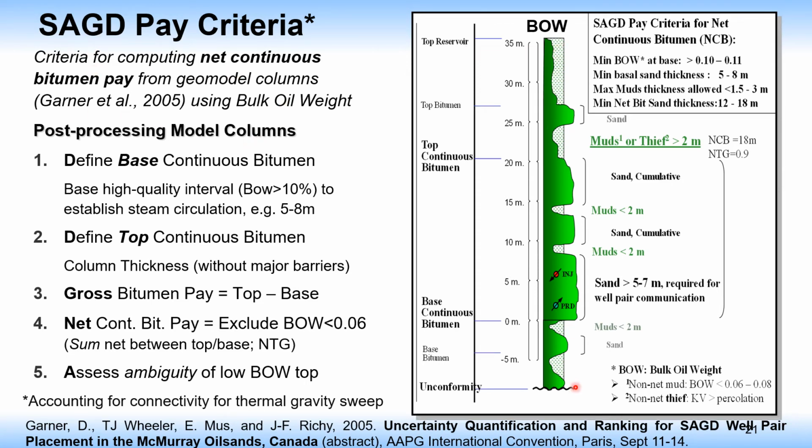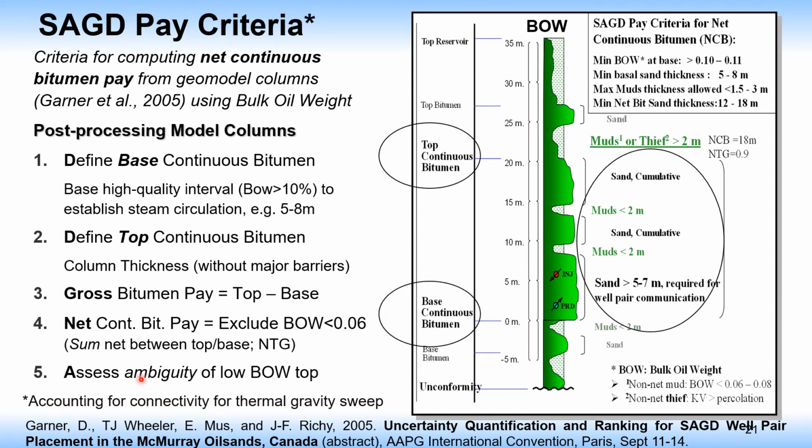We've got a bulk oil weight column where we want to define the base of continuous bitumen at the top. From that we get the gross and then derive the net. And the last step is to assess the ambiguity. So at the base, we need to start up the SAGD. We have to have a very high quality, 5 to 7 meters. And that gives us a base.